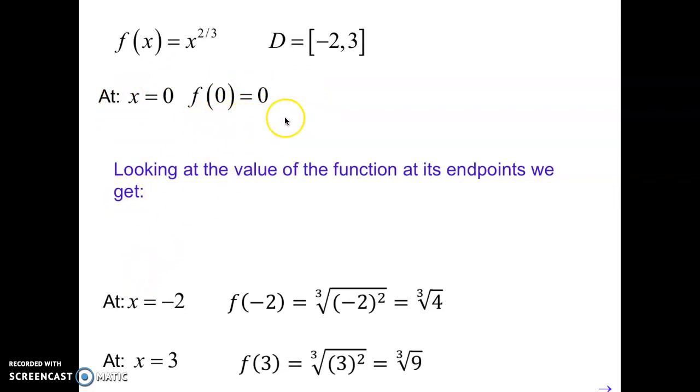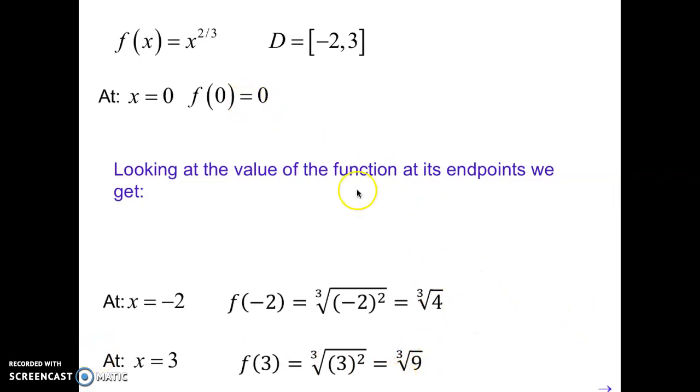There was only one critical point to look at. And then I looked at the endpoints and found the value of the function, notice f, at these points. Now what we're going to do is compare the three. Let's look at the output of the function. We have 0, we have the cube root of 4, we have the cube root of 9.